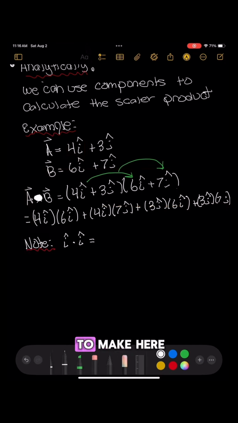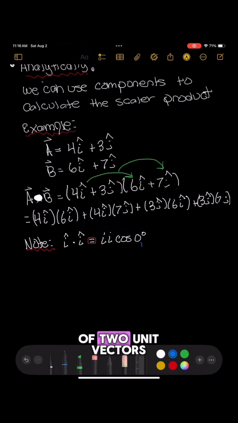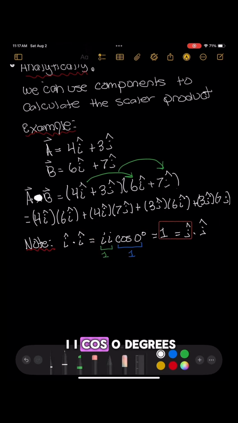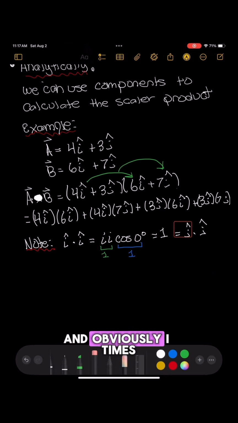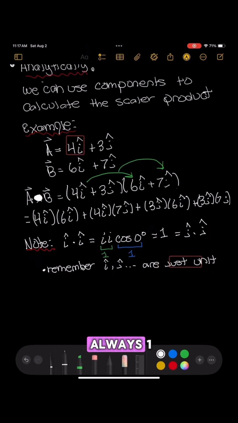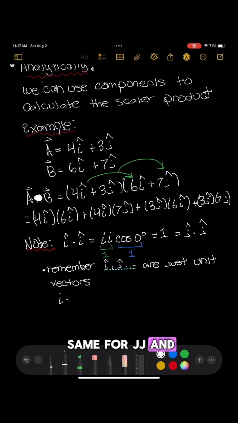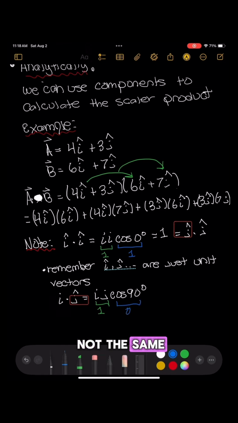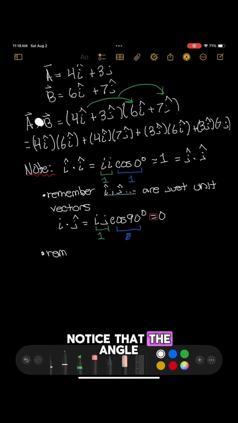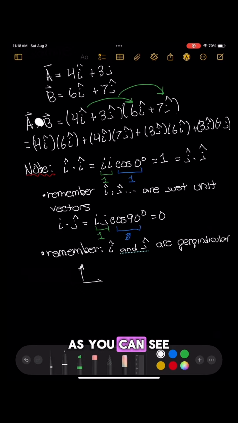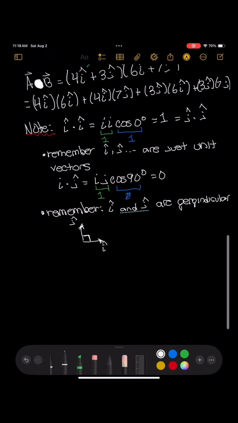Now, an important note to make here with the dot product of two unit vectors is that if these unit vectors are pointing in the same direction, it's going to be i i cos 0 degrees. And obviously i times i is equal to 1 because these are the magnitudes of a unit vector, and the magnitudes are always 1. And this is the same for j j and any other unit vector. But if we're multiplying unit vectors that are not the same, like i times j, notice that the angle is 90 degrees because i and j are perpendicular to each other, as you can see in the diagram below.